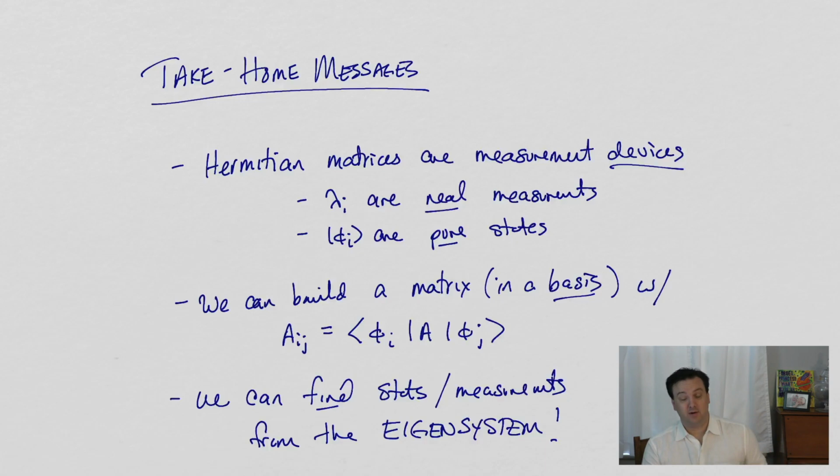And we can find out if the reverse problem is true. If I know what the matrix of the operator looks like, I can somewhat more easily calculate what the eigenvectors and eigenvalues are, and therefore I can calculate what the pure states are and what the measurements are going to be.